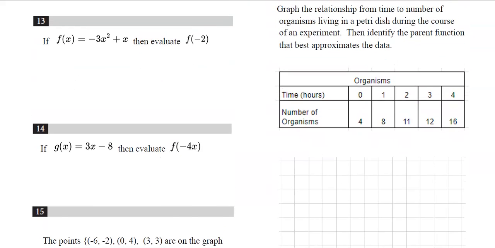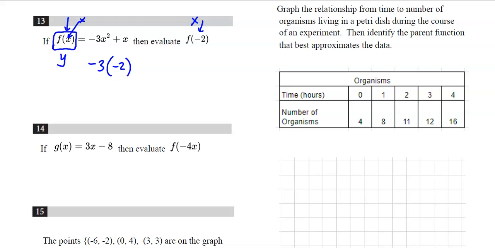Number 13. So this is function notation. Remember, this is the input. If f of x is, and that's the rule, negative 3x squared plus x, then evaluate f of negative 2. So basically, they're just saying, hey, make x be negative 2 and see what y equals. Because remember, f of x, this whole thing, that right there is really just y. And this is the x part. So it basically says, hey, drop negative 2 in the equation, see what it equals.